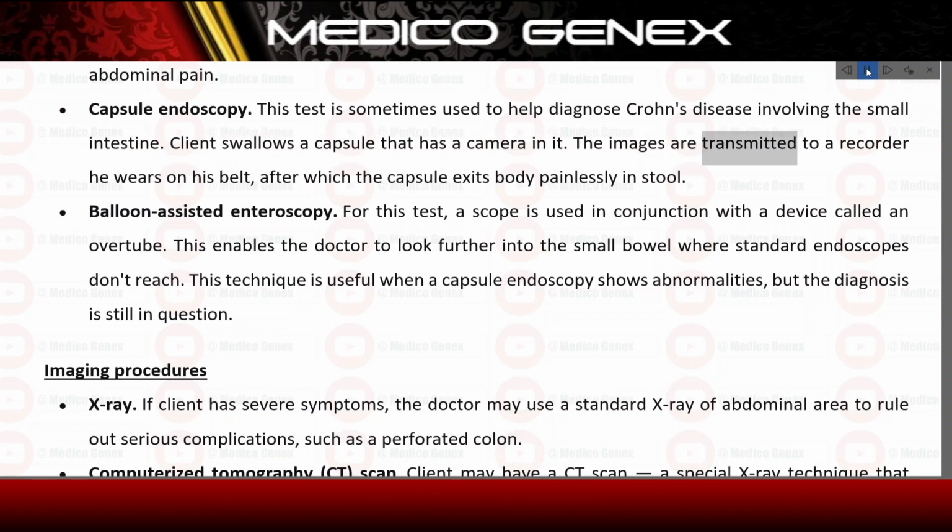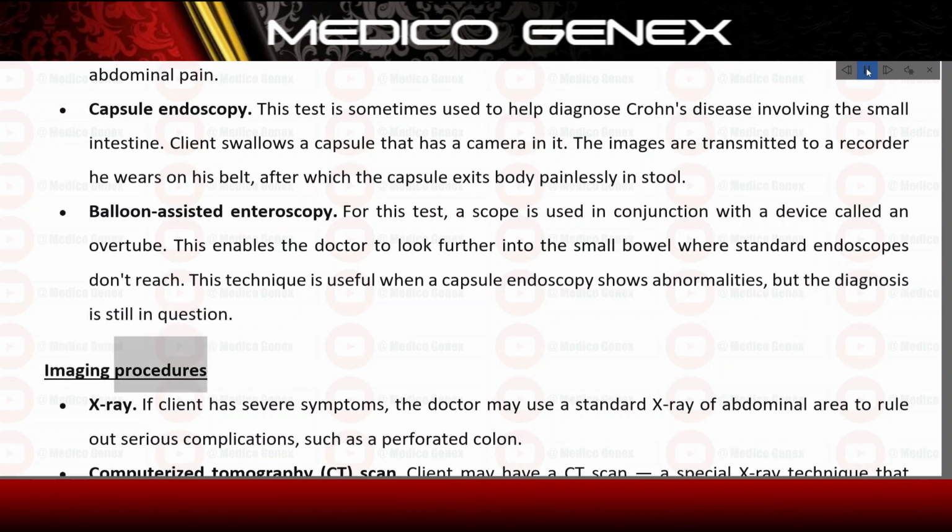The images are transmitted to a recorder he wears on his belt, after which the capsule exits the body painlessly in stool. Balloon-assisted enteroscopy. For this test, a scope is used in conjunction with a device called an overtube. This enables the doctor to look further into the small bowel where standard endoscopes don't reach. This technique is useful when a capsule endoscopy shows abnormalities, but the diagnosis is still in question.